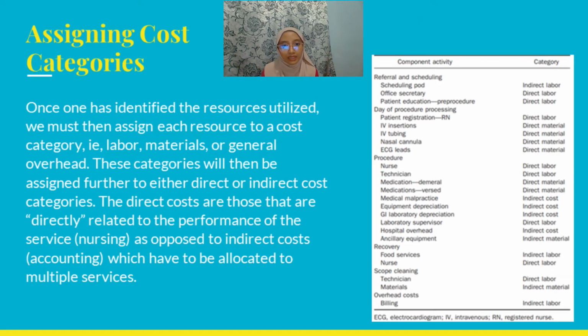And after identifying the resources utilized, you must assign each resource to a cost category, which is labor, material, and general overhead. So this category will then be assigned further to either direct or indirect cost categories. The direct costs are those that are directly related to the performance of service, for example, nursing. As opposed to that, indirect costs, such as accounting, have to be allocated to multiple services.